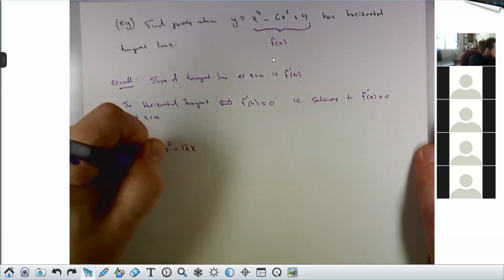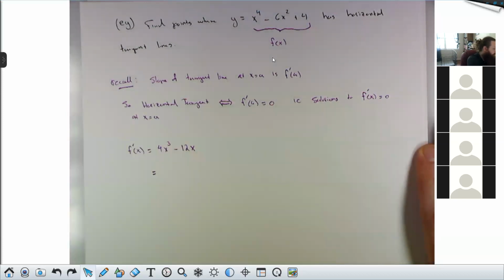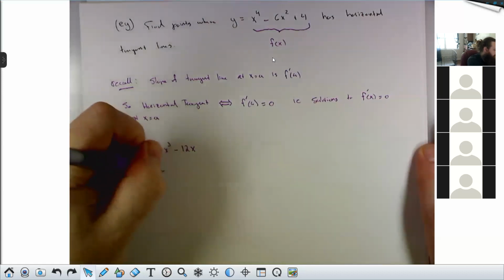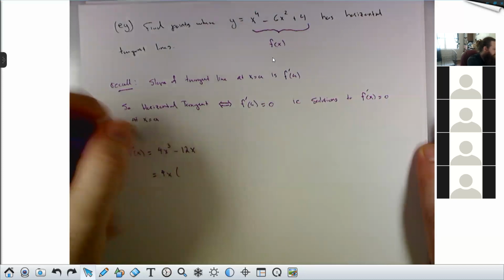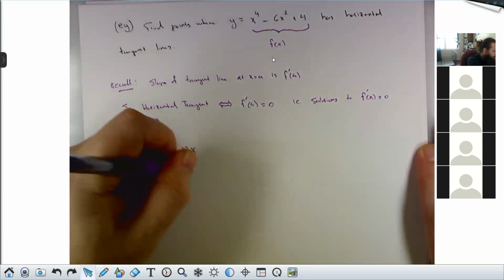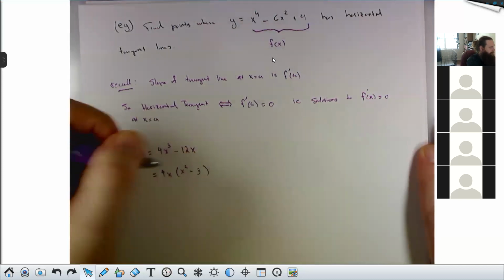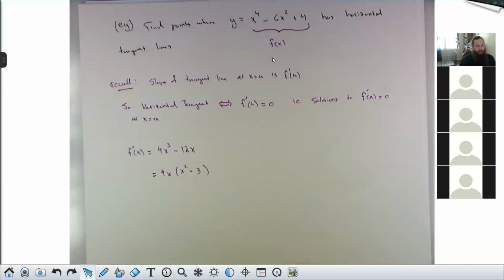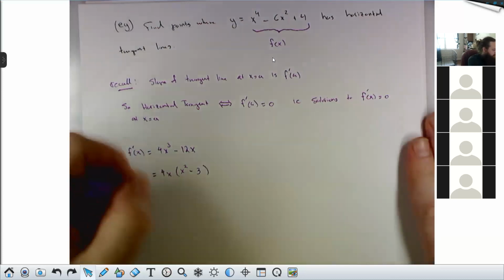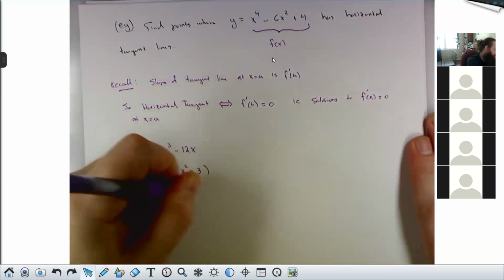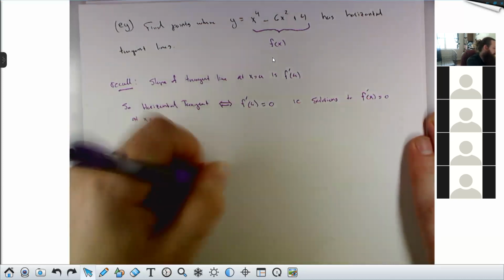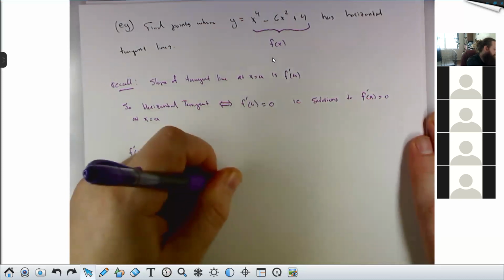My recommendation here is to then factor this. So I've got a common factor of 4 and a common factor of x, both of which can come out. And then what's left here is an x squared minus 3. The x squared minus 3 I can factor further as a difference of squares. That's x minus the square root of 3 times x plus the square root of 3.